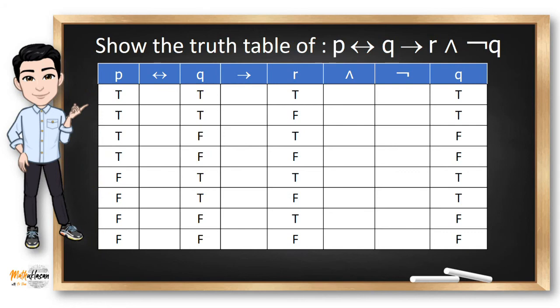And here we will change our pattern because we have 8 rows. So for the first proposition, you can use quadruple T and quadruple F. For the second proposition, you can use double T, double F, double T, double F. And for the third proposition, you can use the pattern true, false, true, false, true, false, and so on.